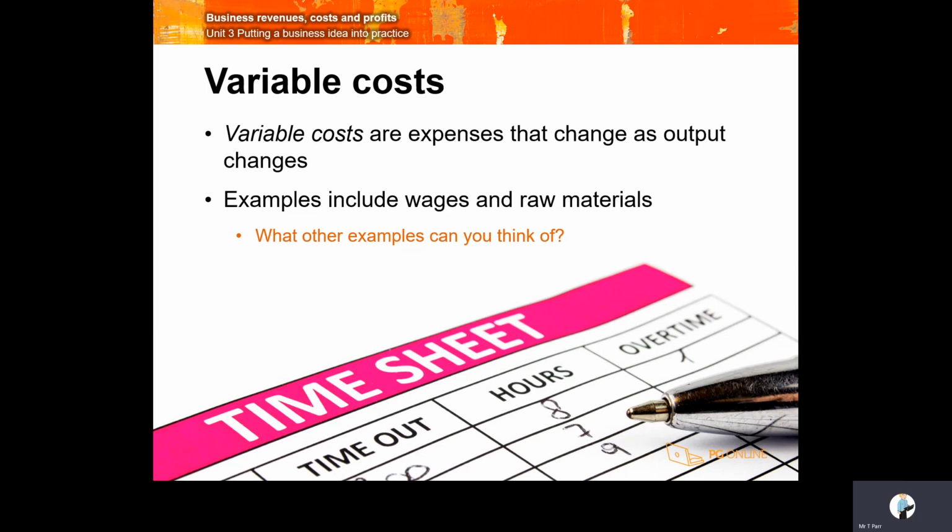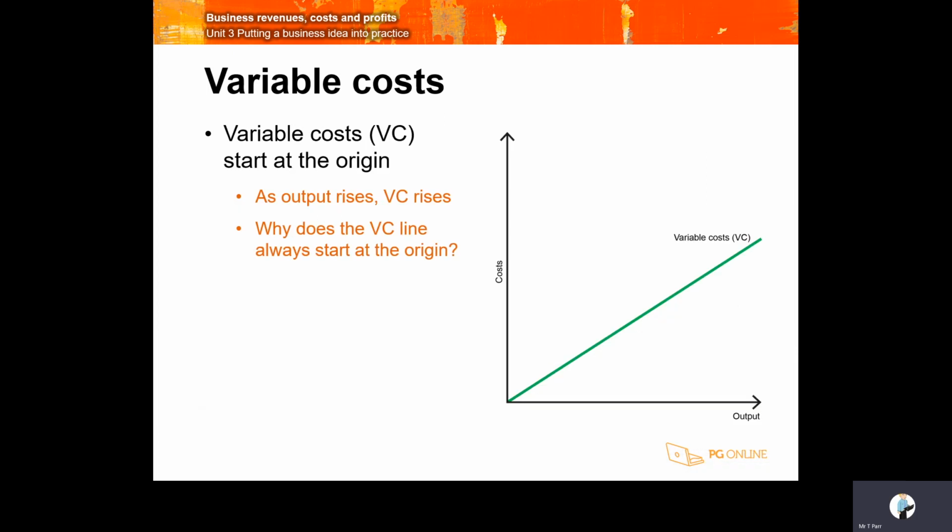So, for example, it could be packaging materials. We're going to send all these shoes out, you're going to need more boxes, more packing, that sort of thing. So those are examples of variable costs. And these are all things which we can plot on the graph. So you can see their variable costs.